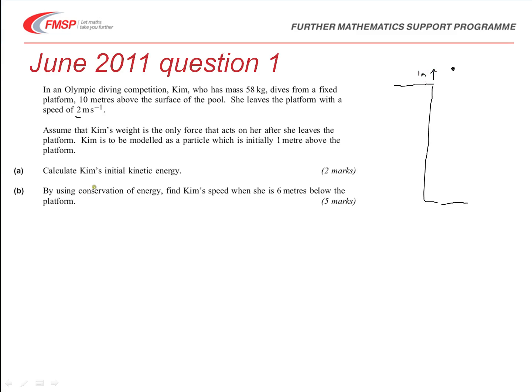So initially we've got to calculate Kim's kinetic energy, and we know that kinetic energy is given as a half mv squared, and we know her mass is 58, and we know her speed is 2, so it's 2 squared, and so if we work that out we just get 116 joules. Fairly straightforward. 2 marks, one for the method using the half mv squared and one for accuracy.